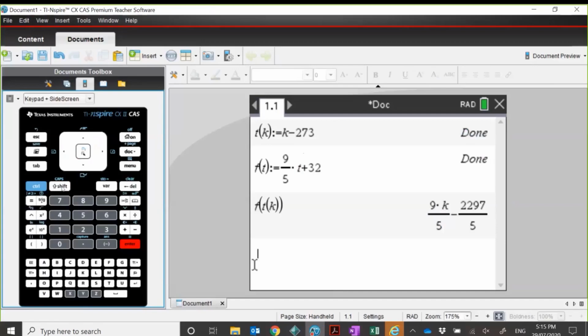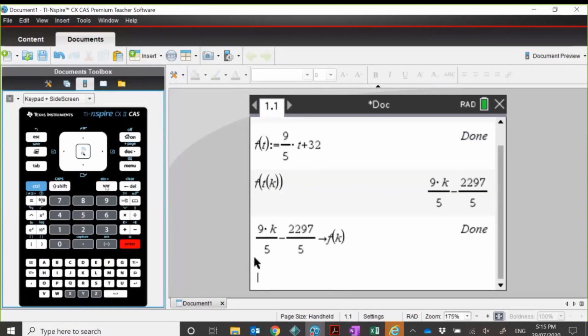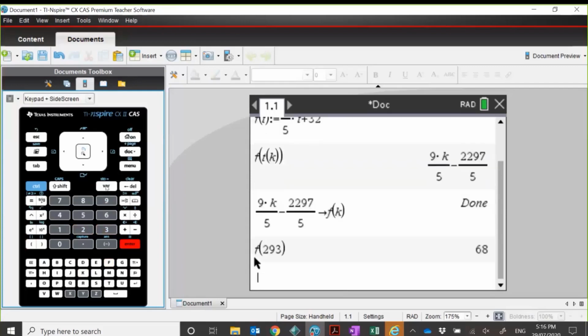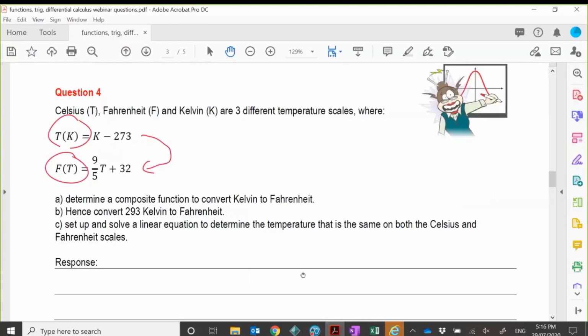So I'm going to use the store function. So control, and then just above the var key here, you can see a store. It's going to store my answer, and I'm going to call it Fahrenheit evaluated at K. And it stores that function. And now that function is stored in the calculator, and I can substitute in the number that we wanted, which was 293 Kelvin. And it's going to convert the Kelvin into Fahrenheit for me, and I get 68 degrees Fahrenheit. So the answer there, 293 Kelvin is 68 degrees Fahrenheit.